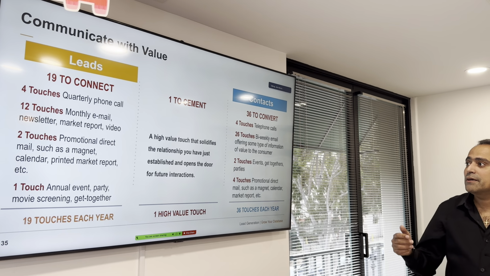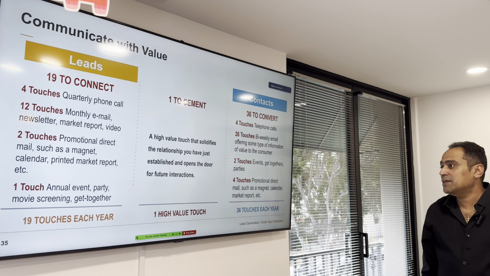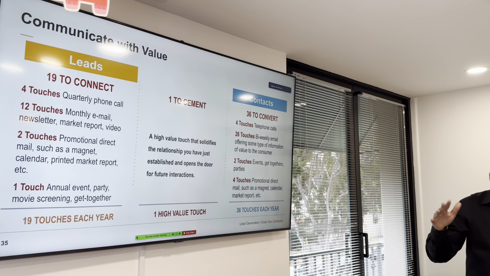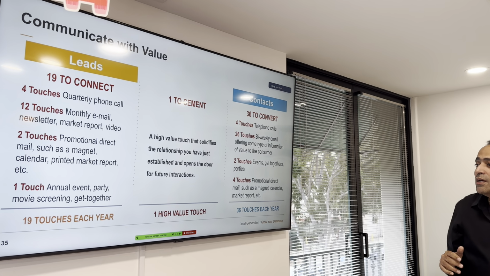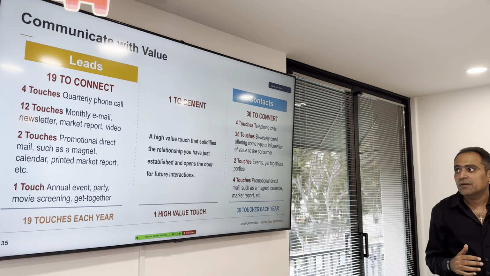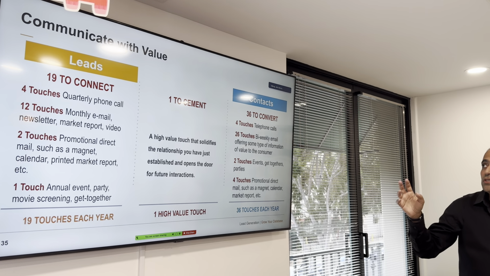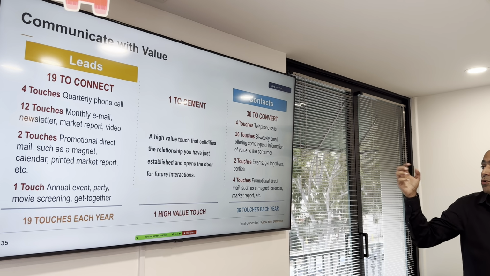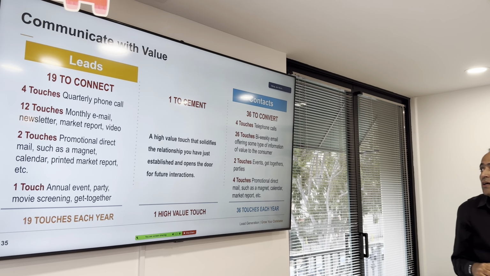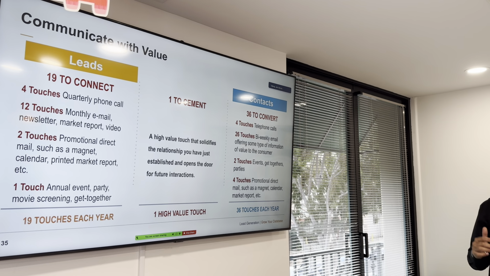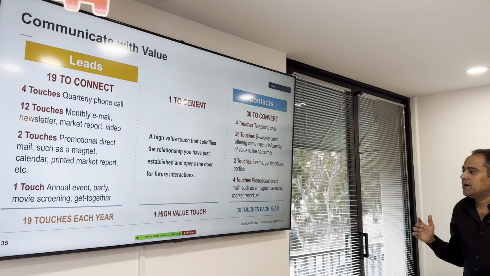2 touches: promotional direct mail, such as a magnet, calendar, or printed market report. That's 2 touches, like every 6 months. And then 1 touch: an annual event, a party, a movie screening, a get-together. So you try to meet with that person. Through these 19 touches, you have a chance of converting the lead into a contact. And in order to cement it, you have a high value touch that solidifies the relationship you have just established and opens the door for future interactions. That could be through a gift or something. That's one high value touch.